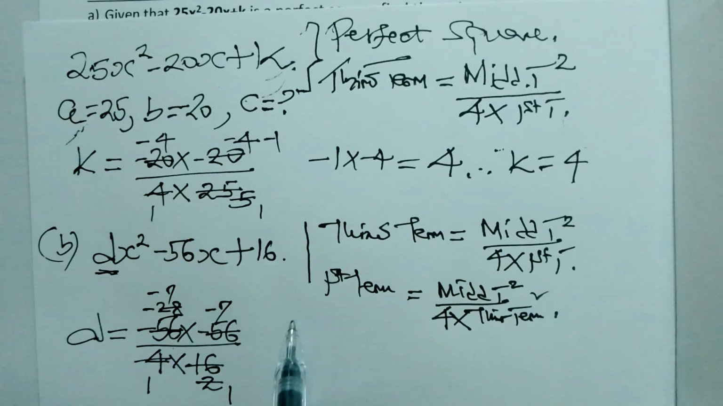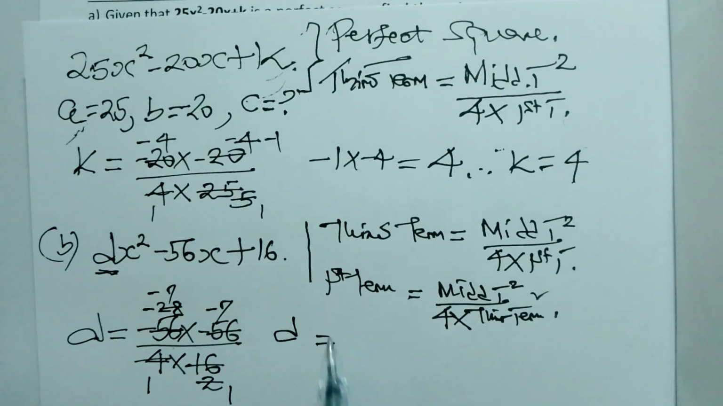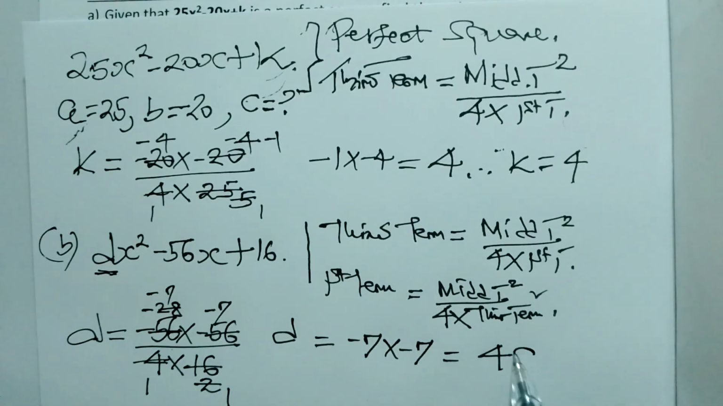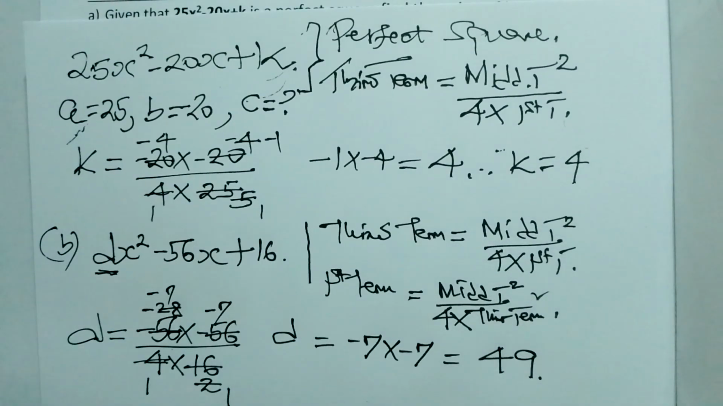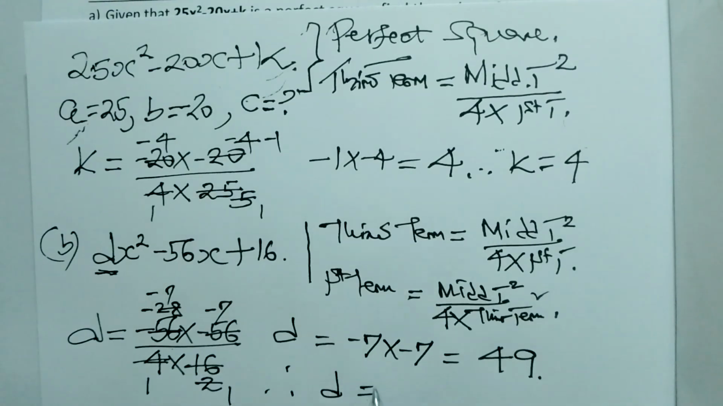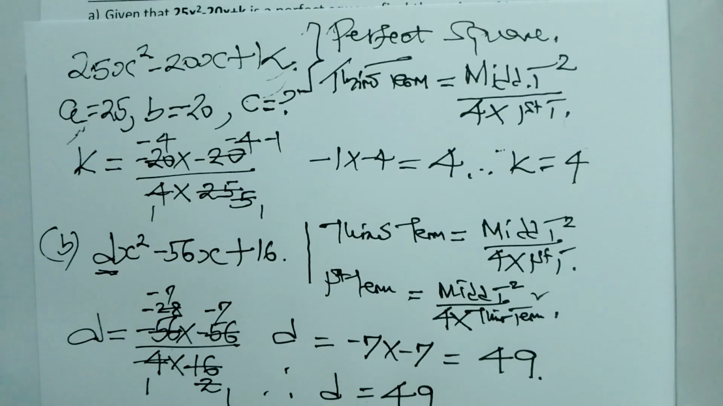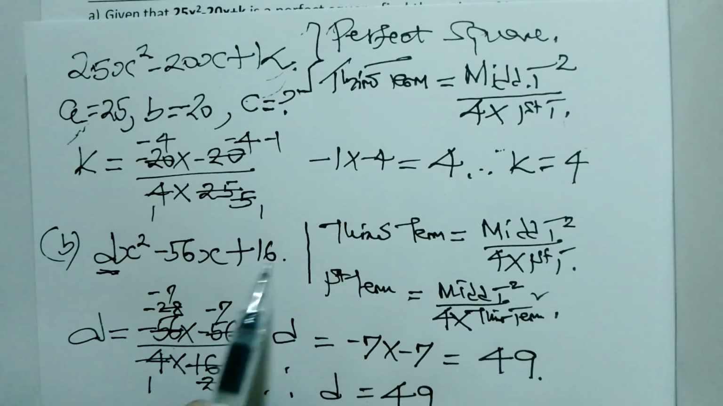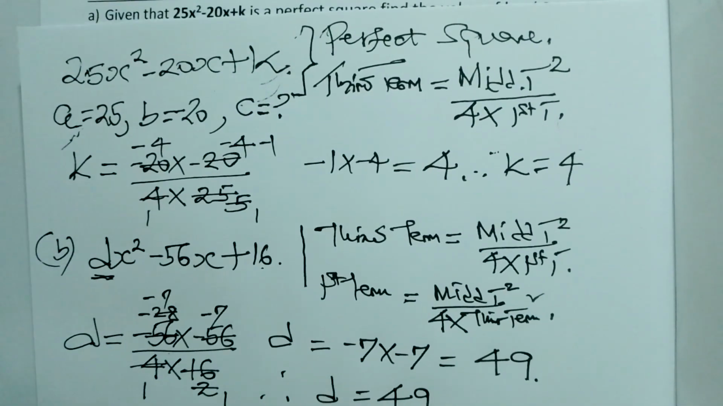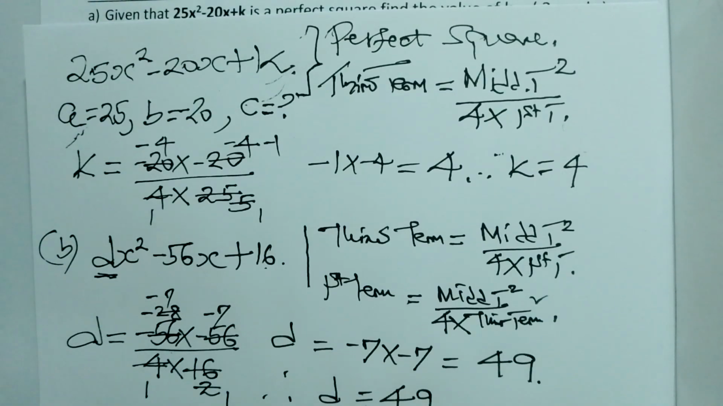Therefore, the value of d now will be equal to negative 7 times negative 7, which is equal to positive 49. Therefore, we conclude that d is equal to 49. So when 49 is made the coefficient of x squared, then that particular expression becomes a perfect square.